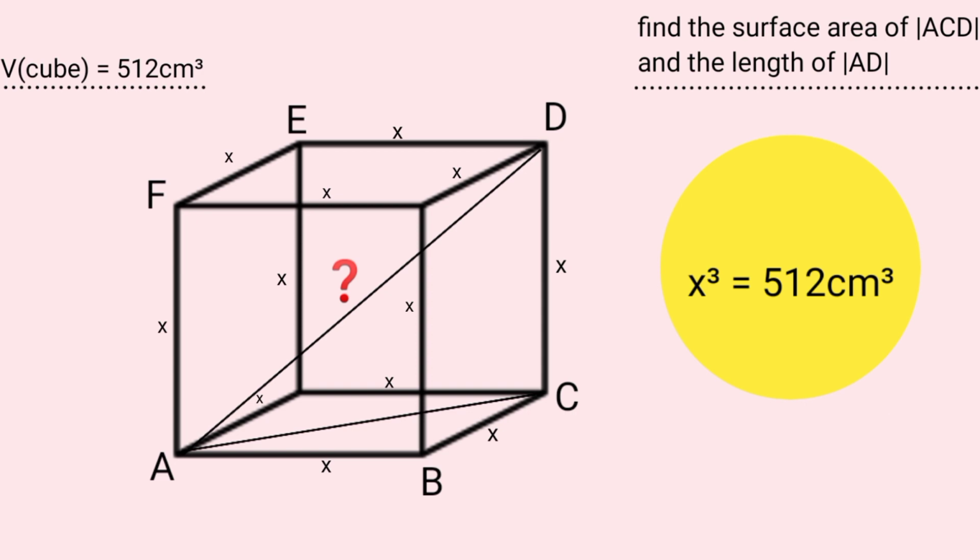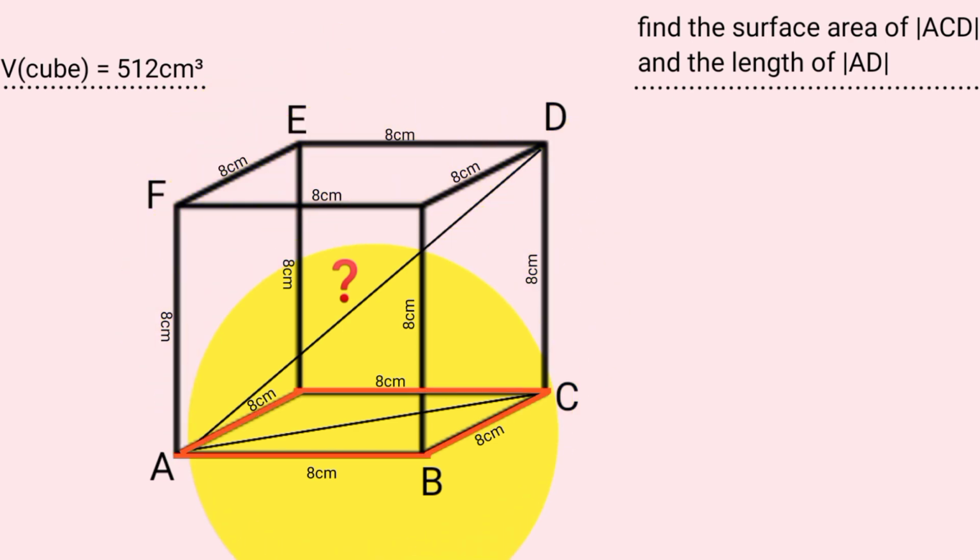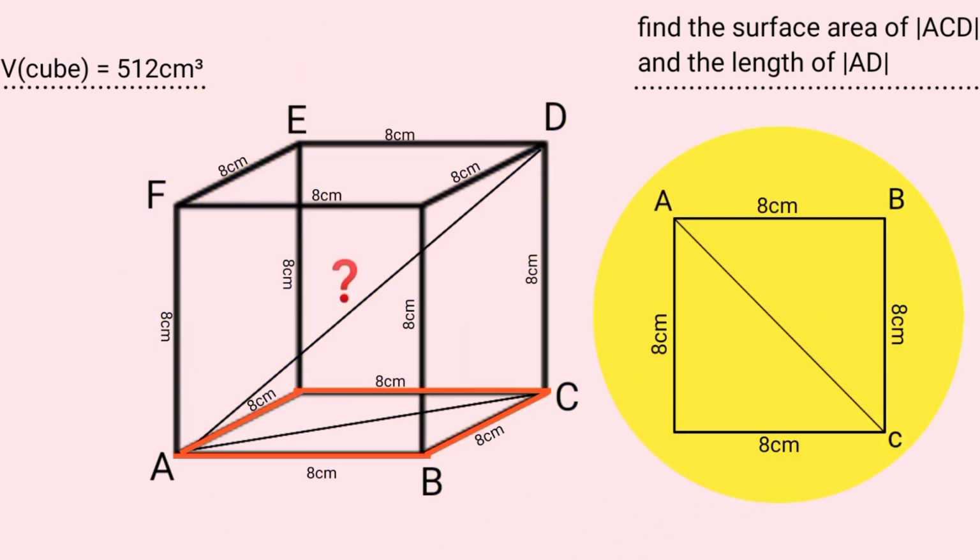To find the exact value of x, we find the cube root of both sides. Now cube root of x cubed equal to cube root of 512 centimeters cube. Cube root of x cubed is x, and here cube root of 512 centimeters cube, if you press your calculator, is 8 centimeters. So x equal to 8 centimeters. Substitute here. Now if you take this area now, it's a square because the sides are equal in length.